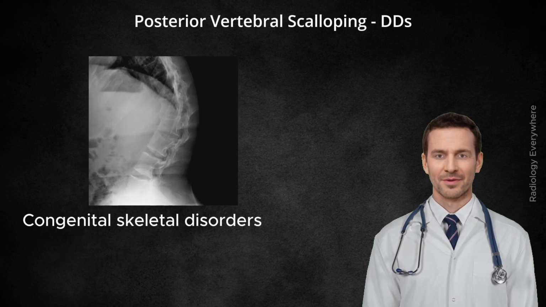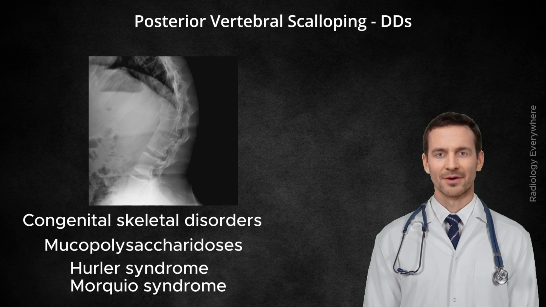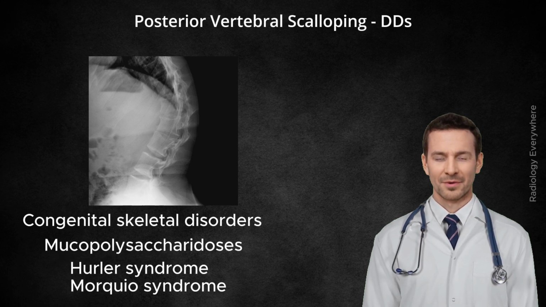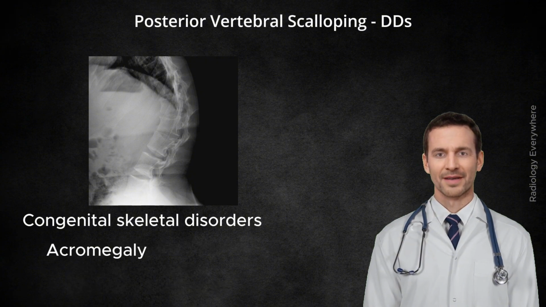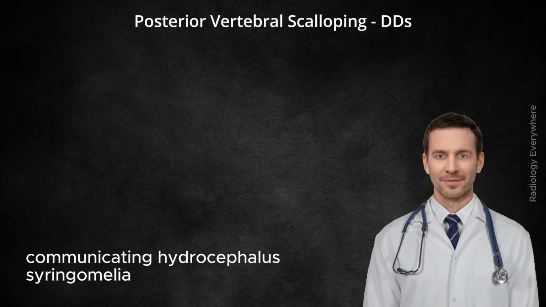Congenital skeletal disorders like achondroplasia, mucopolysaccharidosis include Hurler syndrome, Morquio syndrome, acromegaly, communicating hydrocephalus, syringomyelia.